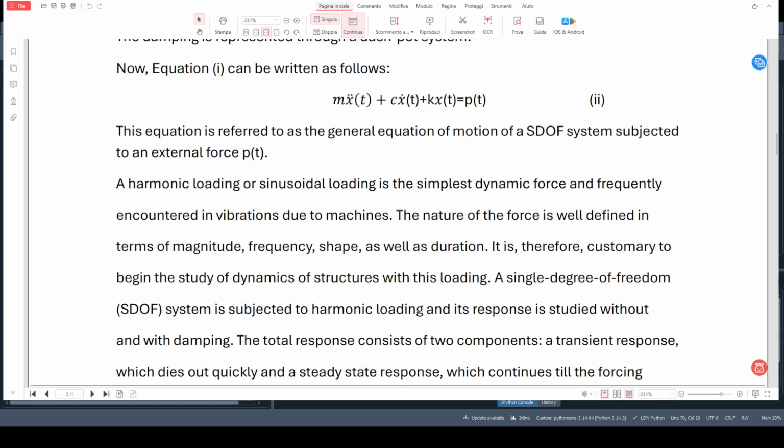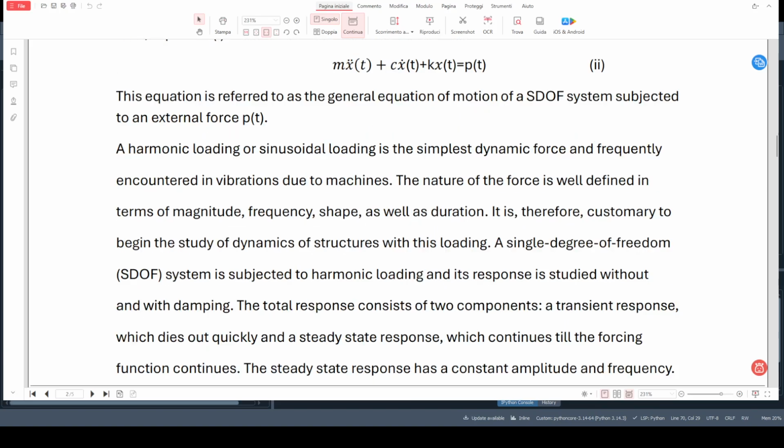For the harmonic or sinusoidal loading, the force is the simplest dynamic force and frequently encountered in the vibration of machines. The nature of this force is well defined in terms of magnitude, frequency, shape, as well as duration. It is therefore customary to begin the study of dynamic structures with this loading.